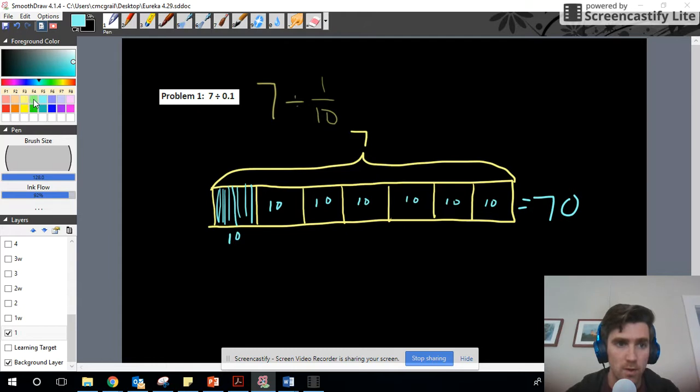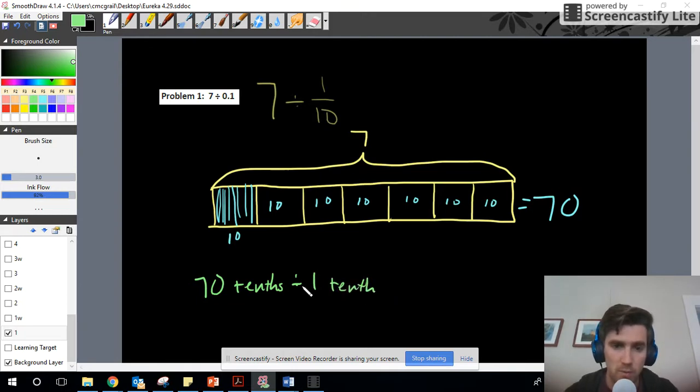Another way to work that problem out. So this first model was with a tape diagram. The second way that you can work this out is by rewriting this number to match this number. Let me show you what I mean. Instead of 7 wholes, I'm going to picture this denominator. It's tenths. So I want to know how many tenths this is. And I can actually rewrite this as 70 tenths divided by 1/10.